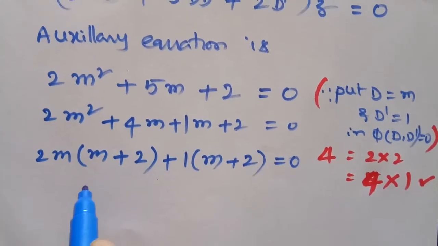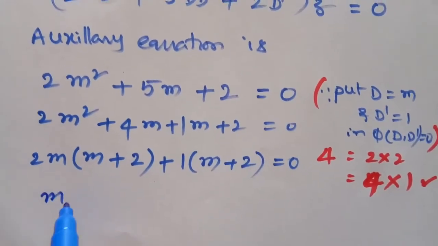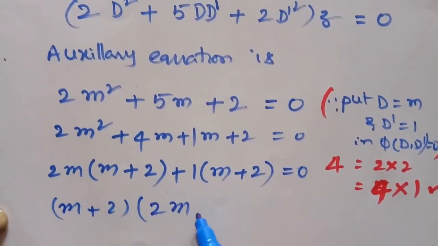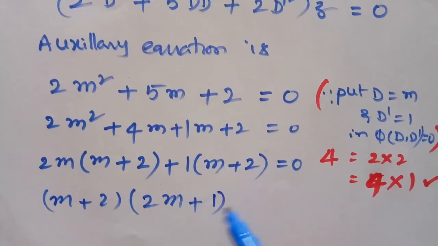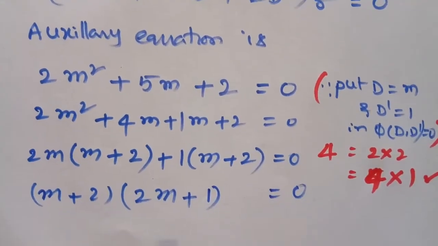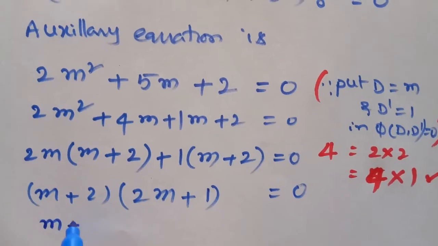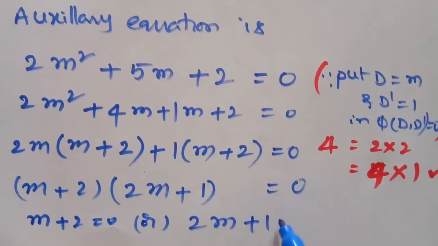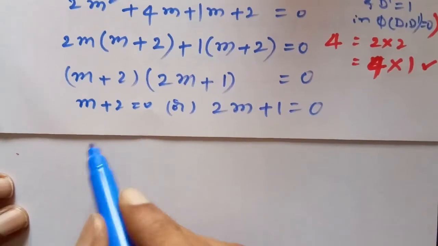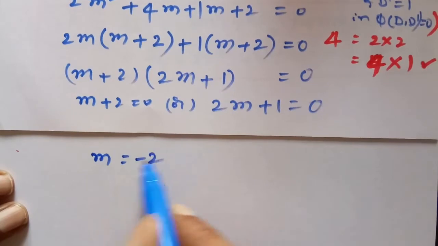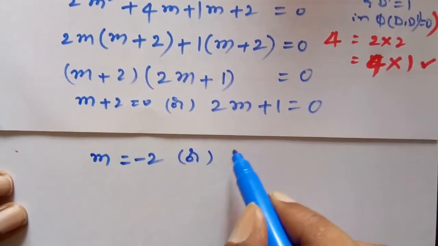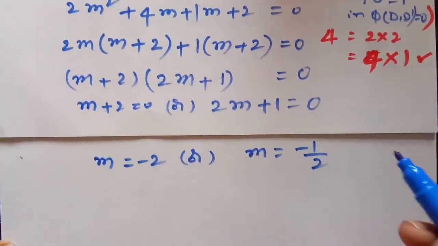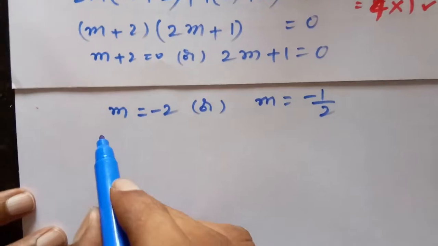m plus 2 is a common factor. m plus 2 into, here the remaining factor is 2m, here the remaining factor is 1, is equal to 0. Therefore, m plus 2 is equal to 0, or 2m plus 1 is equal to 0. Now m is equal to minus 2, or m is equal to minus 1 by 2. Therefore, the roots are real and distinct.